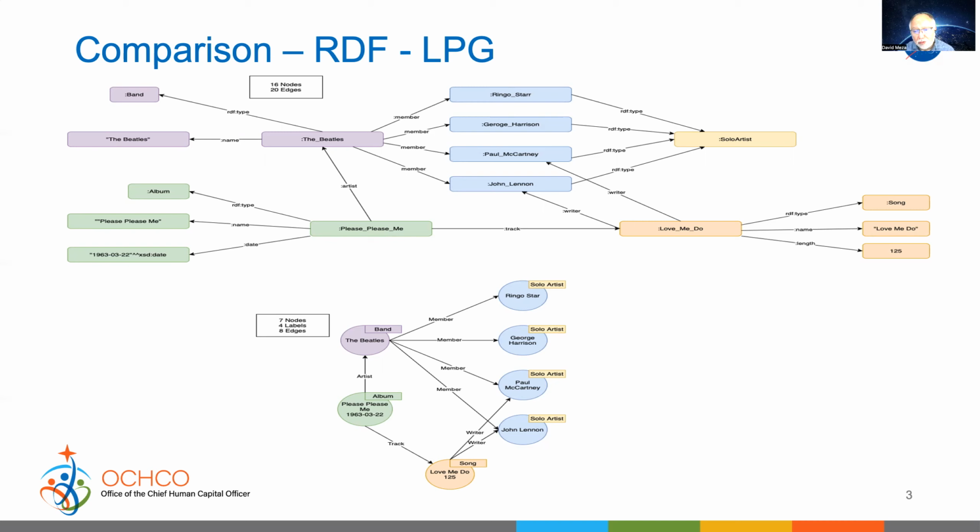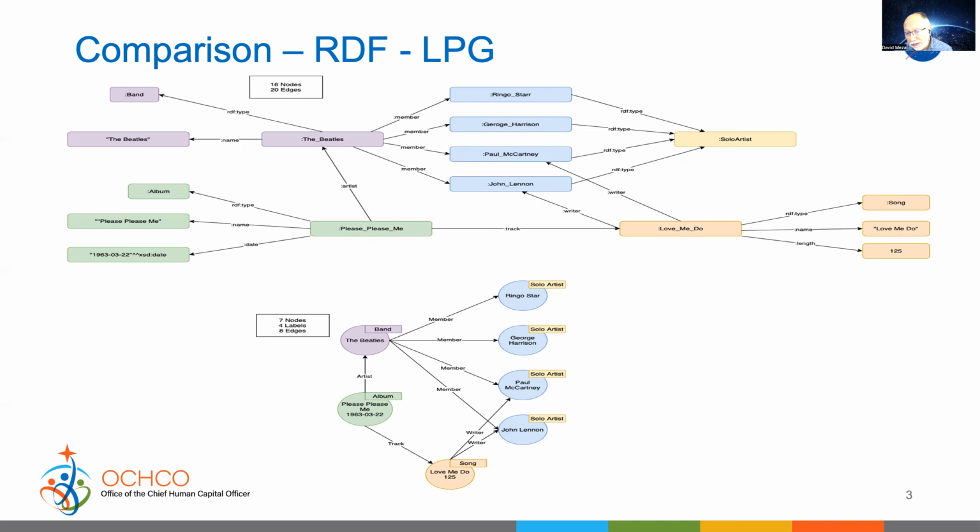And a label is nothing more than a way to identify a node. So in this case, you see the 4 members of the Beatles, they all have a label of solo artist. The song has a label of song, the album, Please Please Me, has the label of album on there. Those kind of equate to the type within RDF. Very similar, but there's some differences between those, whereas you have one type for each of those types of nodes in RDF. Within a label property graph, you could have different labels or multiple labels on one node.